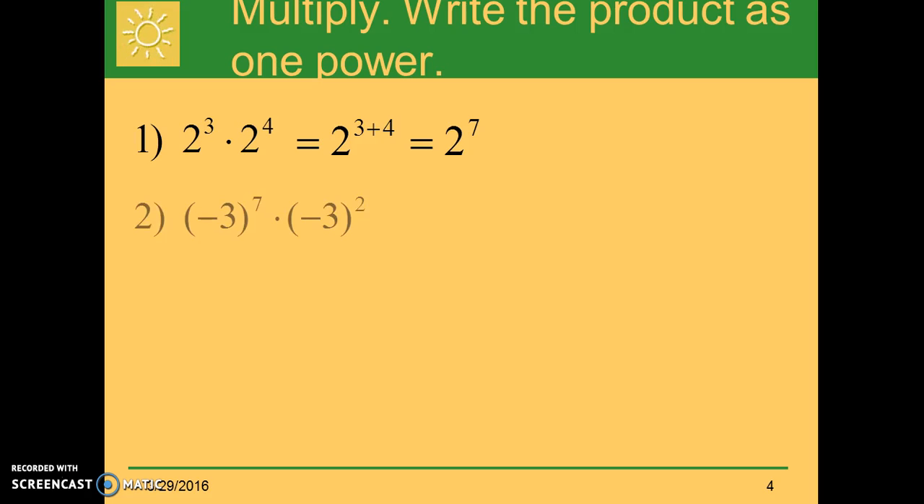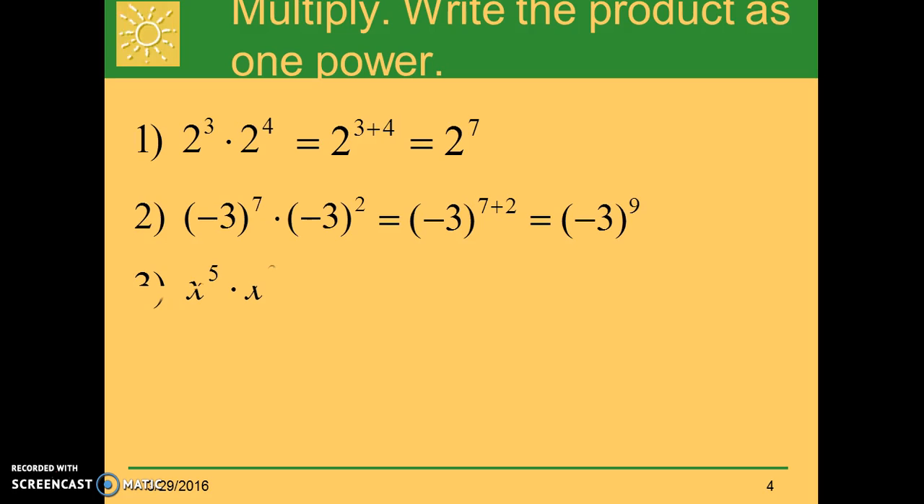Okay, now here is the next problem. So we have negative 3 to the 7th times negative 3 to the 2nd. Go ahead and take a second and think about that one. Think about what the answer might be. Okay, so since the base is negative 3, we keep the base the same, and we just go ahead and add those exponents. So we keep the negative 3, do 7 plus 2, which would make negative 3 to the 9th power.